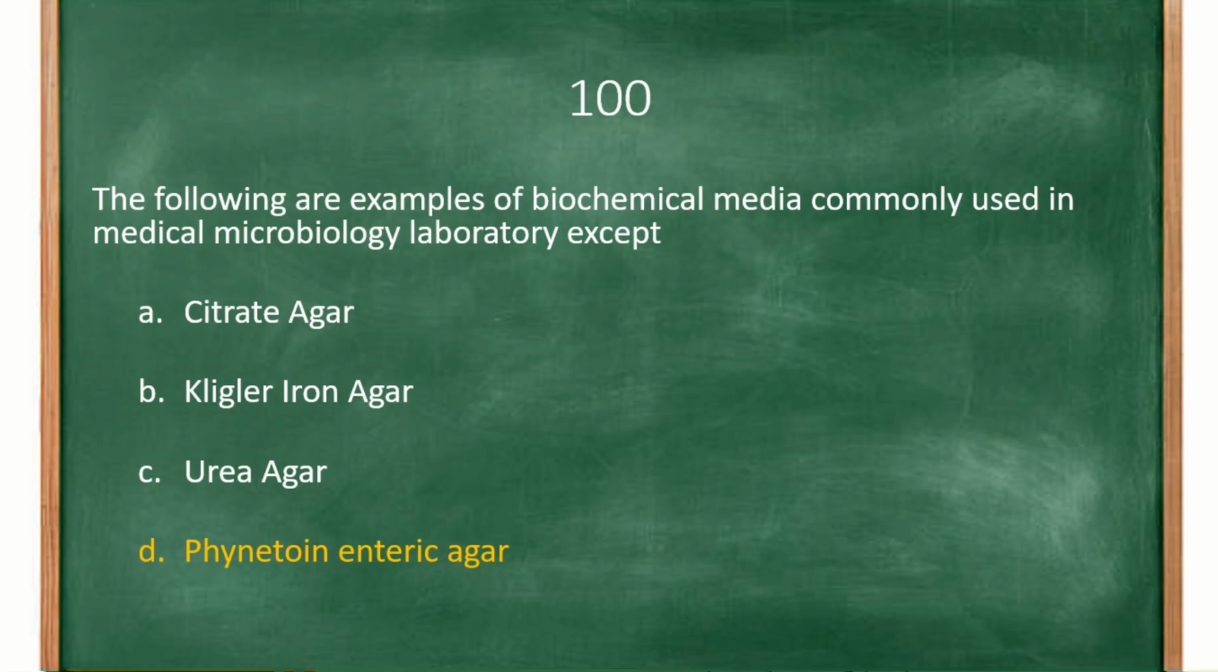Then if you take option B, Kligler iron agar. This medium is used to differentiate between bacteria based on their ability to ferment glucose or lactose and to produce hydrogen sulfide. It contains phenol red as a pH indicator, so you also see this one. Then urea agar. This medium is used to test organisms' ability to hydrolyze urea into ammonia and carbon dioxide, which increases the pH and changes the color of the medium to pink. So it's used.